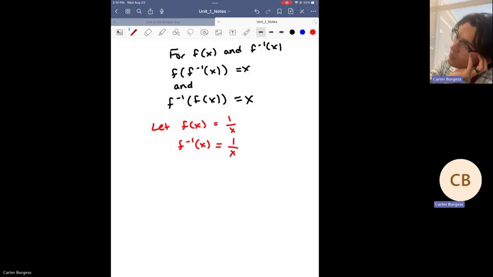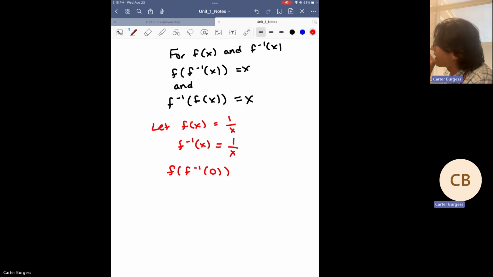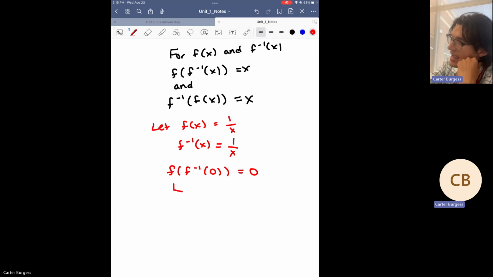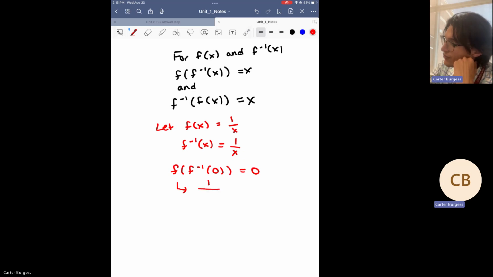And let's say I want to know what f inverse of 0 is for these particular functions. The temptation is to say, well, f of f inverse of a number is just that number. This is just 0. The problem, though, if we go with our function notation, what that asks us to do, this is saying that we are taking f inverse of 0, plugging it in to f of x. This is 1 over 0.